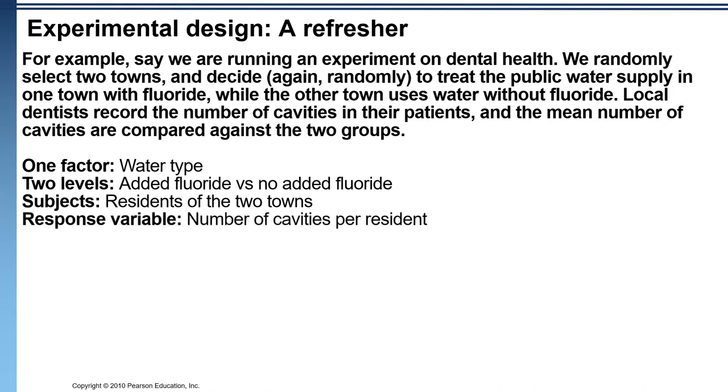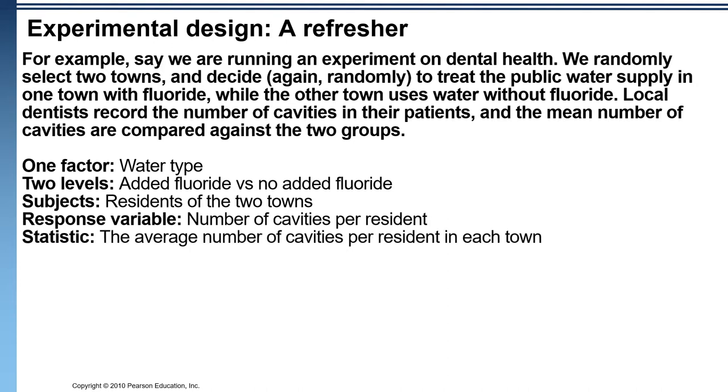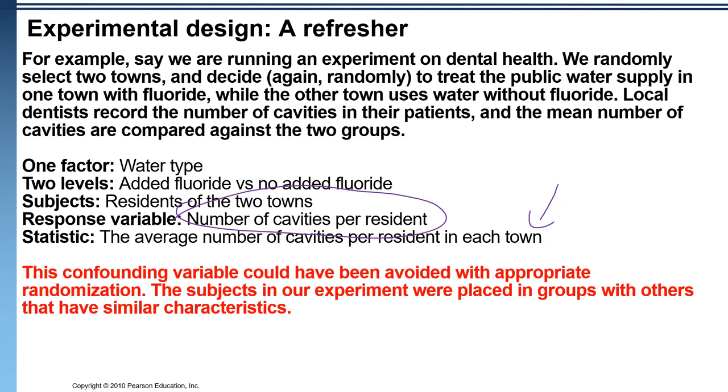Response variable, this is what we're measuring on each of our subjects. In this case, it's the number of cavities per resident. And we're going to use that response variable to come up with a statistic, and the statistic is the average number of cavities per resident in each town. A statistic is a summary value. It takes all of our response variables and it narrows it down to a single number for each group. When we do a hypothesis test or a confidence interval, we're working with the statistics from a sample, the summary values.